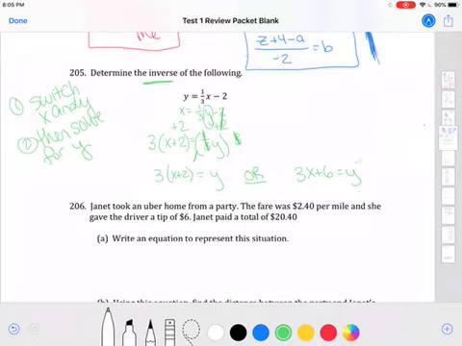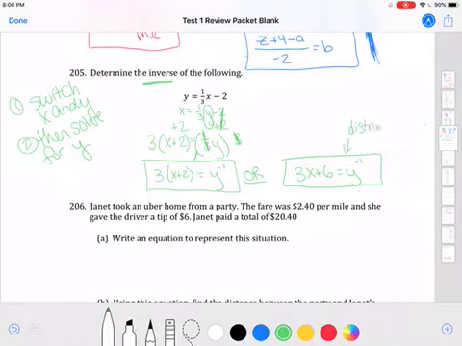But remember, your inverse notation is to put a negative 1 up there with your y. Either one of those answers would be correct. This answer right here is just your distributed answer. Up to you if you want to take that extra step.